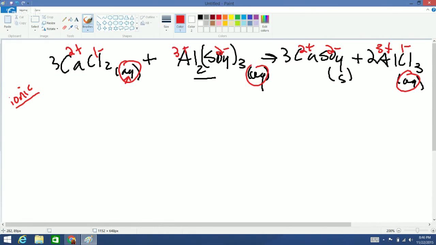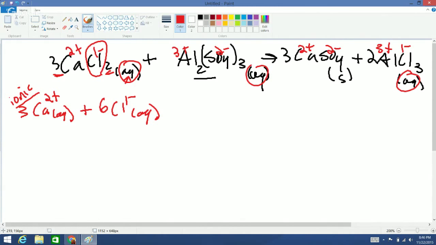This one's my aqueous, so I have to separate it. Calcium 2 plus is my ion. It is aqueous, and I have a total of 3 of them. So I put the big 3 up front. Plus chlorine, 1 minus, it's my next ion. It's also aqueous, and I have a total of 2 times 3, 6 of them. It's not that the chlorines are attached to each other. It's that chlorine is my ion. Cl 1 minus is my ion. Cl2 1 minus is not an ion. It doesn't exist. I want to write down the ion first, then count how many I have.